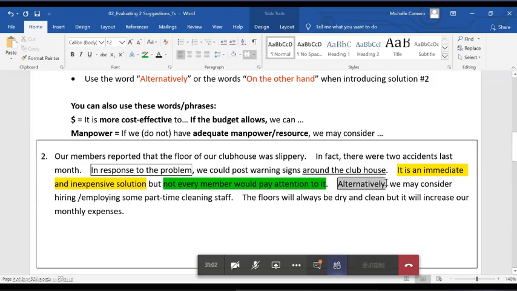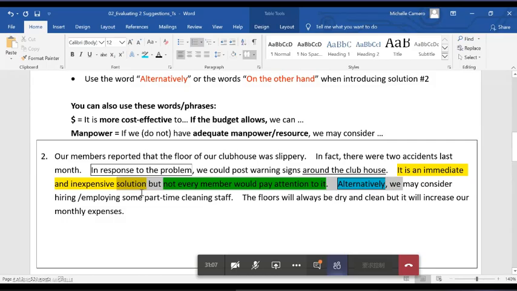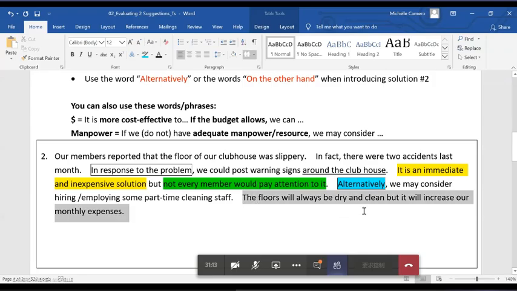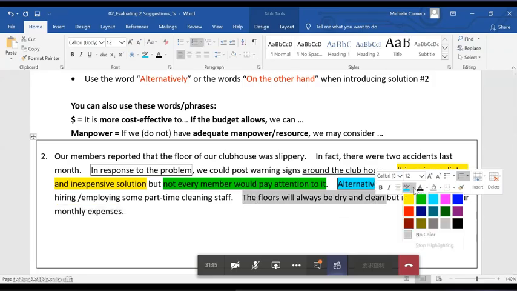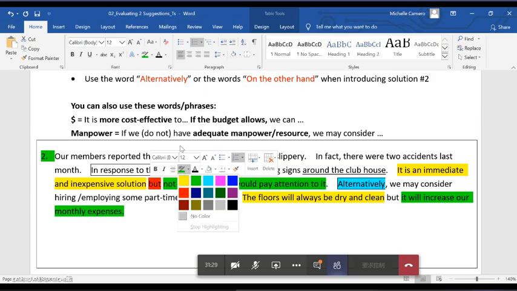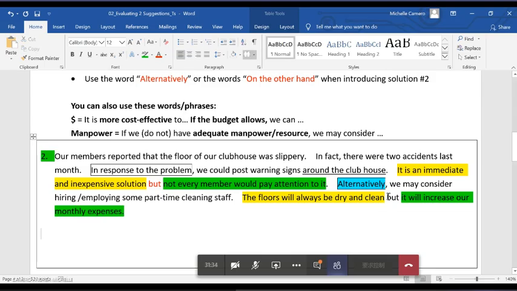Alternatively, all right, there's that magical word you should use to introduce solution 2. We may consider employing some part-time cleaning staff, right? That's solution 2. The floors will always be dry and clean. That's the advantage. But it will increase our monthly expenses. So that is the disadvantage, okay? And notice here for both solutions, they use the word but to show the relationship between the advantage and the disadvantage. All right, so that's one more example you have.